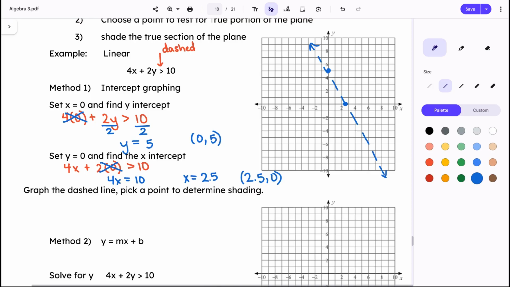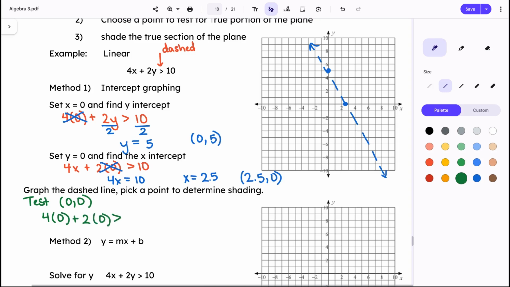Okay, and then we need to pick a point to shade. Because my line does not go through the origin, I like to use 0, 0 as my point to test because it's easy. It's easy to work with 0. So I'm going to put zeros in for both x and y. So I'm just going to write down here, I'm going to test 0, 0.